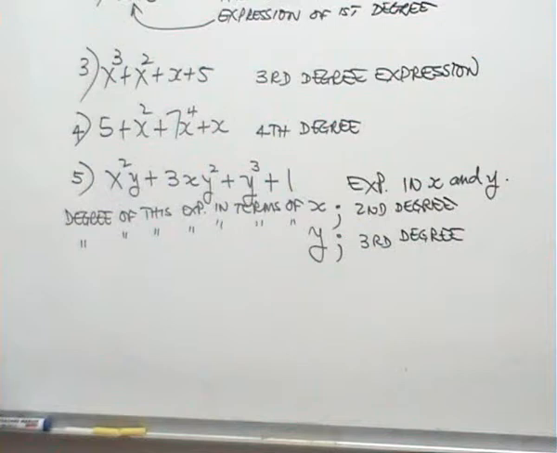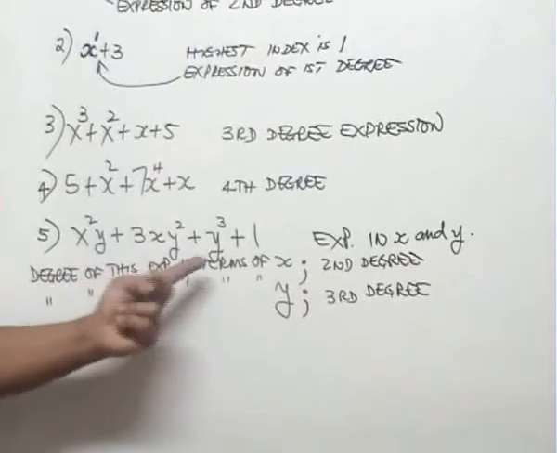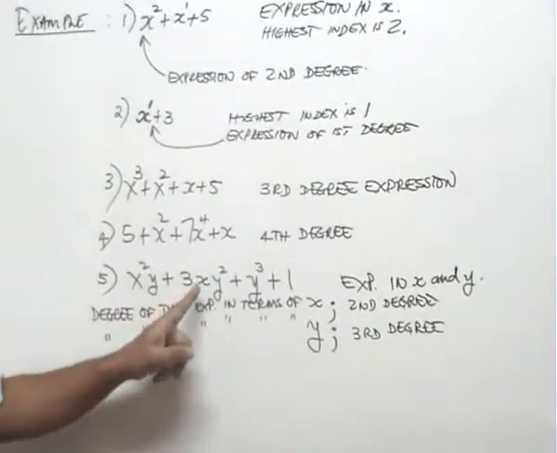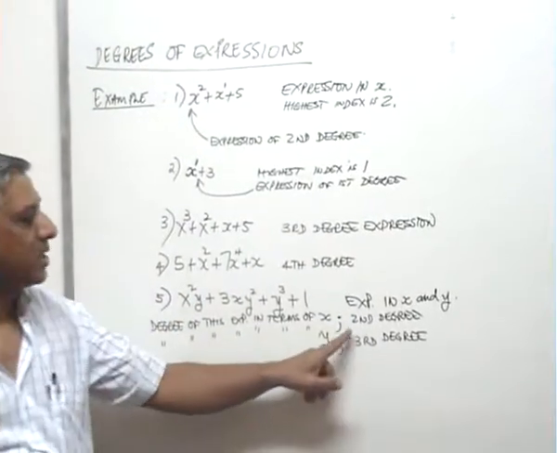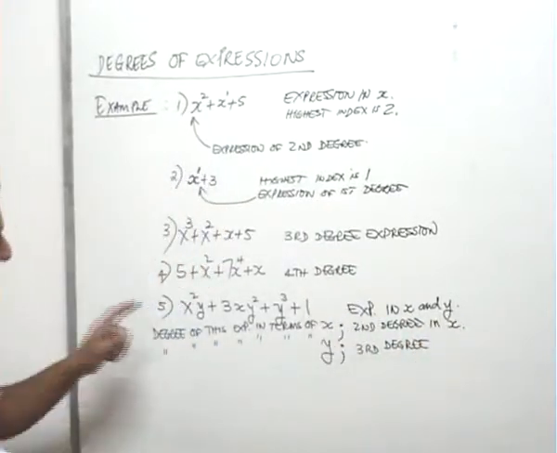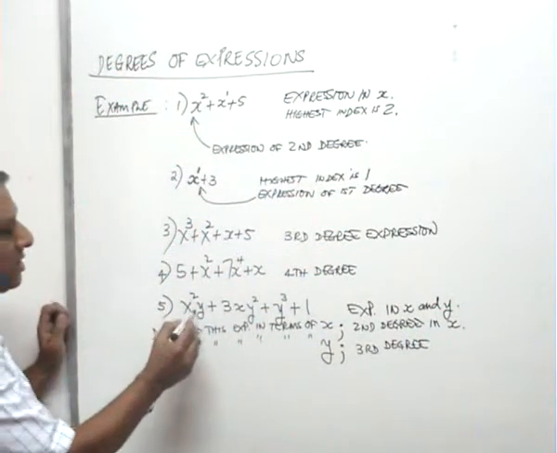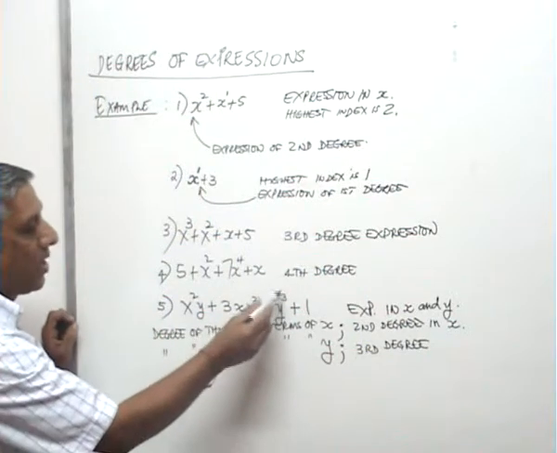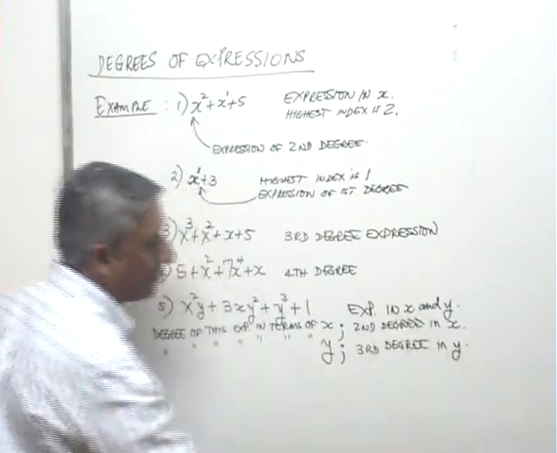Alright? So here are some simple, straightforward examples. Sometimes we can complicate it a little bit like this, but the question then will have to be clear to you. What is the degree of this expression in terms of x? Then you look at the x's, find the highest index. Highest index is 2. Therefore, this expression is second degree in x. Same question. What is the degree of this expression in terms of y? There's y to the 1, y squared, y cubed. So in terms of y, it is third degree in y.